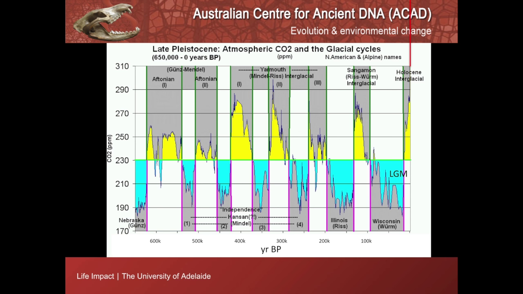Go world. So here is the last 600,000 years of CO2 change. 400 parts per million is off the top of the chart. It's up about here. To give you an idea just how extreme the carbon dioxide levels are in the world today.